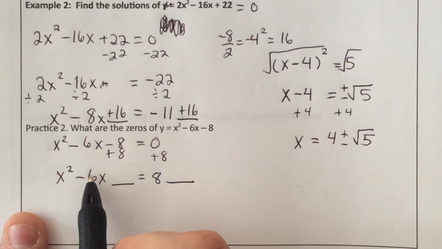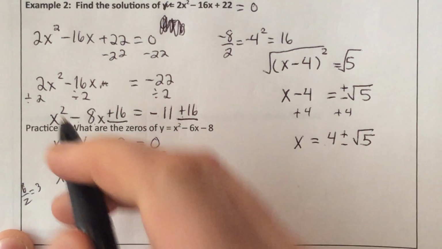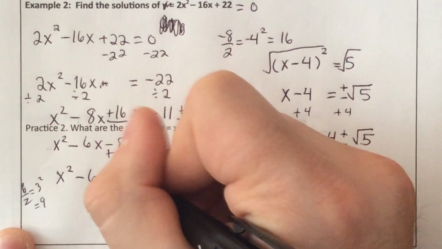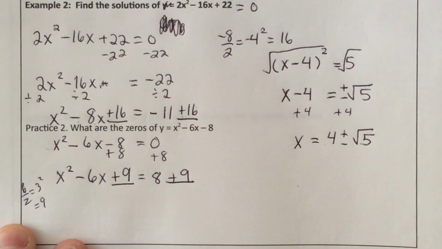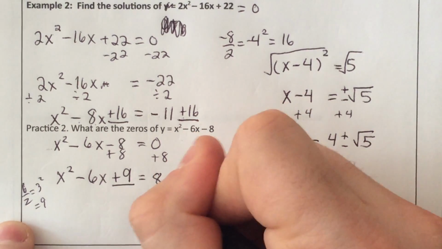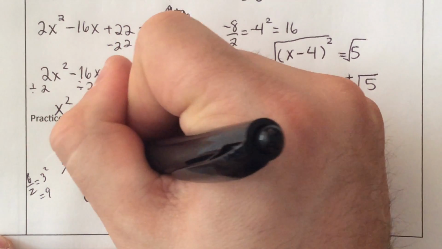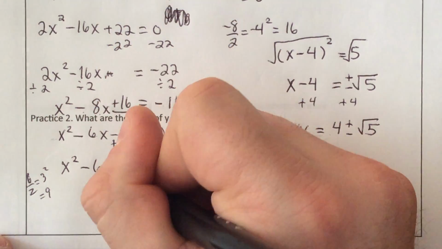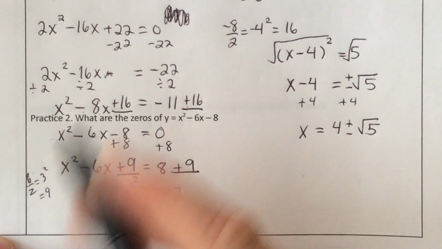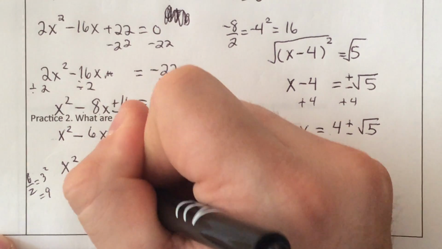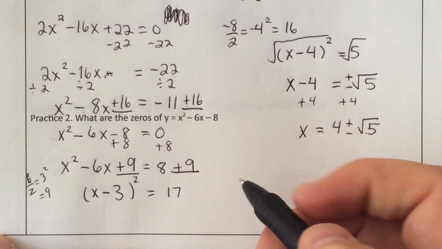Half of 6 is 3. So 6 divided by 2 is 3. 3 squared is 9. So I'm going to add 9 to both sides. 8 plus 9 is 17. X squared minus 6x plus 9. If I factor that out, x, okay, before I squared it, it was 3, and it was minus. So minus 3. X minus 3 squared equals 17.